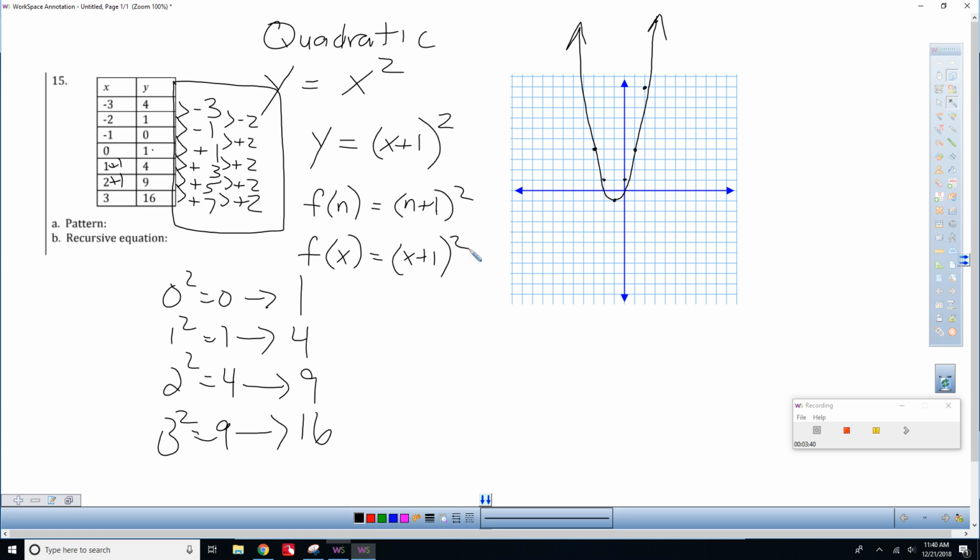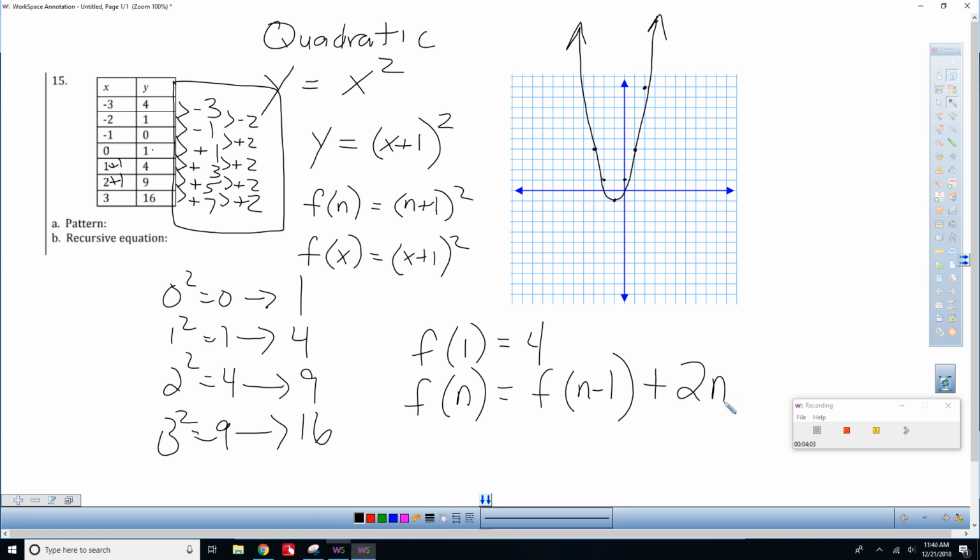Alright, so now for the recursive. We know that f of 1, we have to start with some data point. F of 1 is 4. To find any number, f of n, we take the previous number and we're adding to it, but we're not adding the same thing every time. We're adding something to do with 2n. So what did we add to 0? We added 1. What did we add to 1? We added 3. What did we add to 2? We added 5. What did we add to 3? We added 7. So that is 2n plus 1.